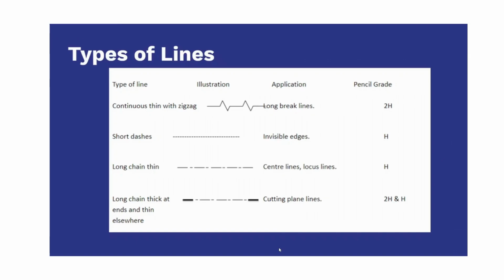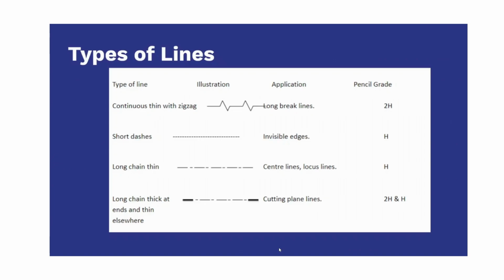Okay, and if it's a long chain line, center line or locus line, if you're connecting something from the long base of a diagram, a long chain thin line should be considered a center line or locus line. It should be drawn with pencil grade H. You should draw a chain of long and small, long and small dot, and long. It is used for connecting center lines and locus lines.